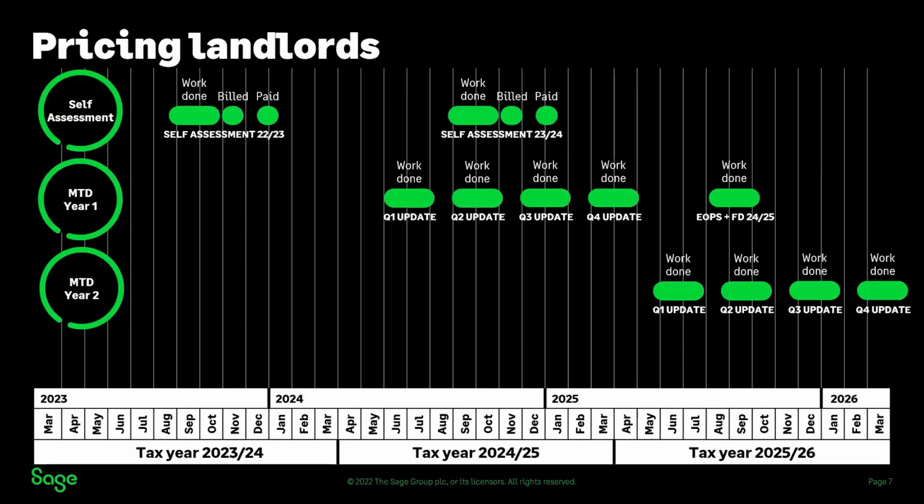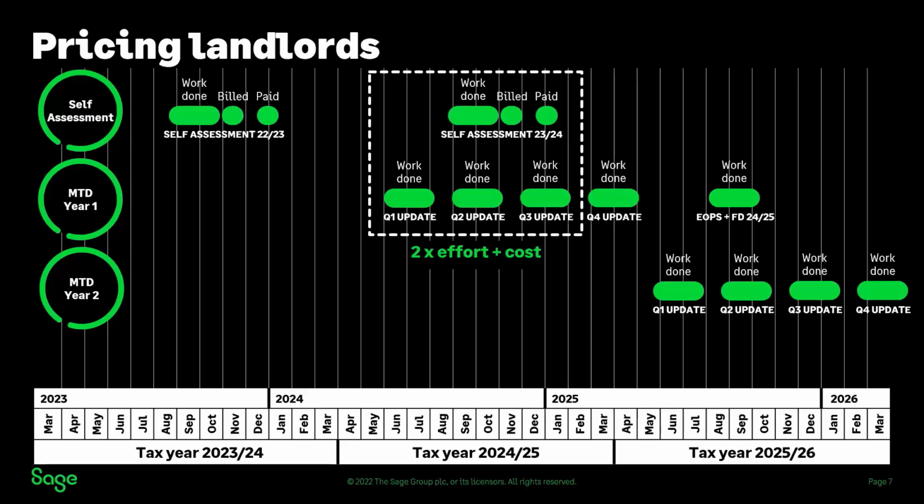Now, if we can get our clients to be paying us monthly, that's certainly going to be an easier conversation or transition from filing the self-assessment tax return to maybe the quarterly updates or the end of period statements, because the data is already digitized. And I think this is the important factor to remember: when we come to that year of transition from self-assessment to MTD, we will effectively be performing twice the amount of work. And therefore, we would be wishing to be remunerated for twice the amount of effort as well from our clients.